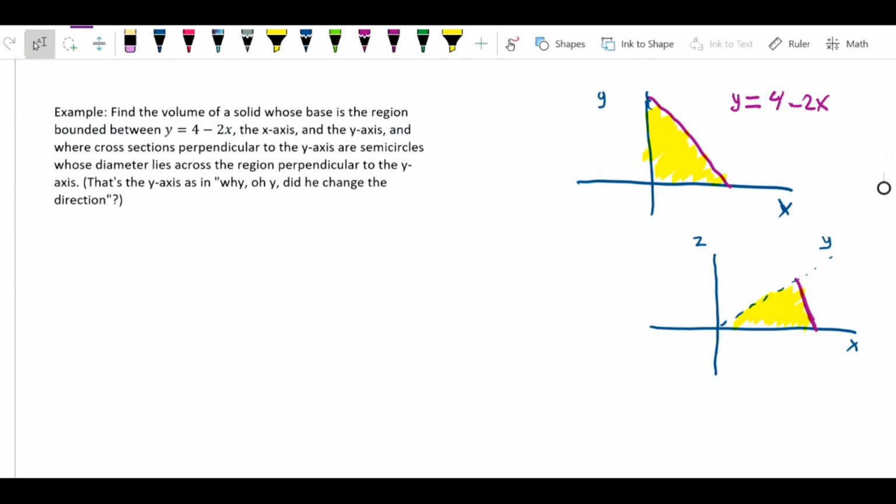We're going to do another example, but we're going to change it up a little bit. For one thing, we're going to do an example where the cross sections are perpendicular to the y-axis instead of the x-axis, and second, we're going to change the shape of the cross sections.